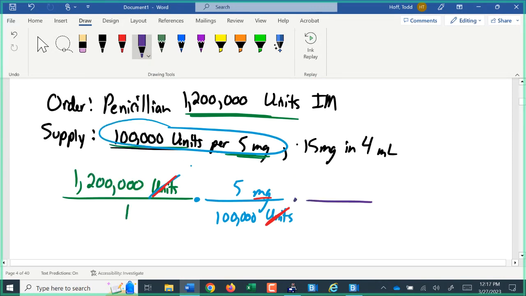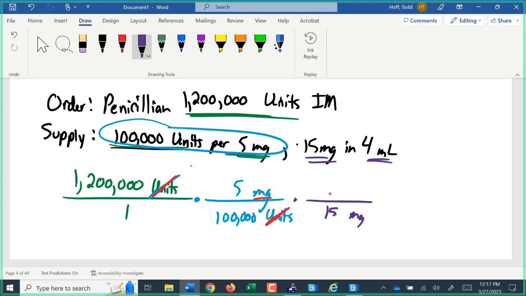We've got to get rid of the milligrams, putting that on bottom: 15 milligrams in 4 milliliters. So we write that in, and the 15 milligrams cancels out. Now our unit is milliliters. That's what we want, something we will administer to the patient. So on top, we have 1,200,000 times 5, which is 6 million, times 4, which is 24 million.